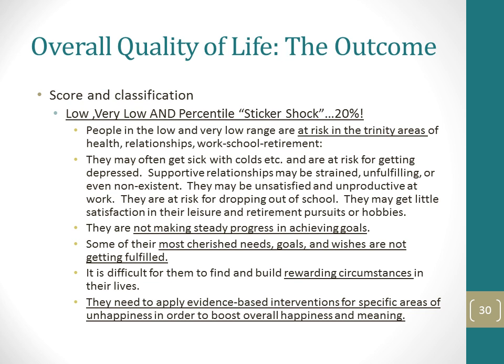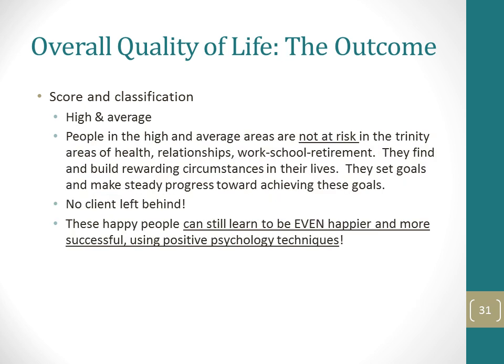Finally, we tell clients scoring in this range, you need to apply some tested techniques for the specific areas of unhappiness in your life in order to boost this overall happiness and meaning score. So this is what we tell clients. We'll just work on these dark side areas and move them to the light side, and that's going to boost your overall happiness. And then at this point, we expect, and this is what happened with Cliff Dancing, you'll move into the higher average range and not be at risk for problems in the trinity of happiness benefits.